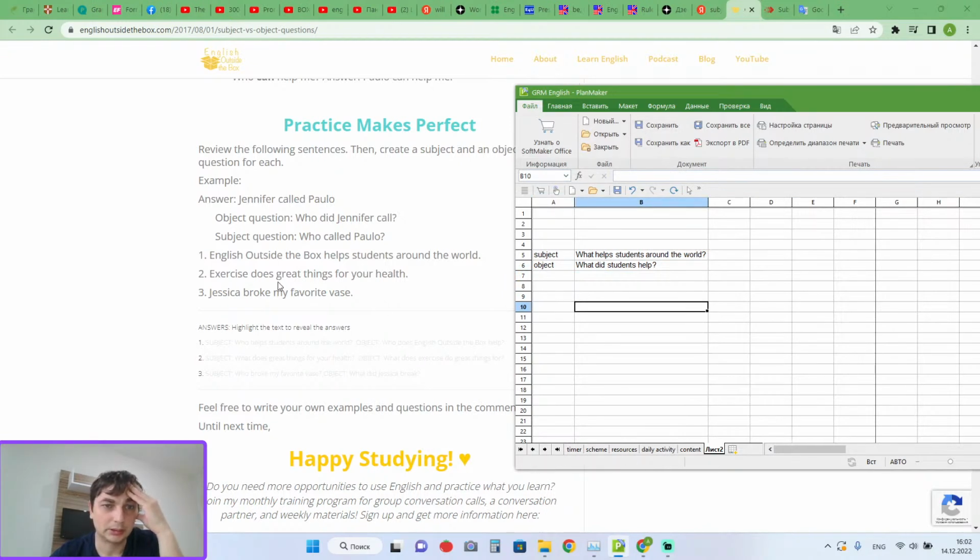The next one. Exercise does great things for your health. Exercise does great things for your health. Exercise. What?